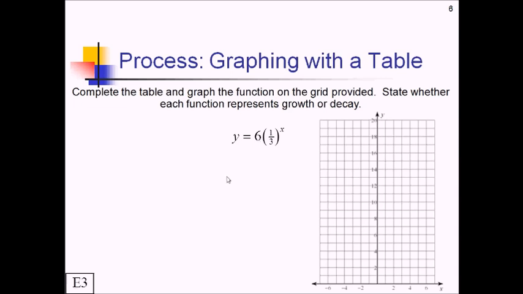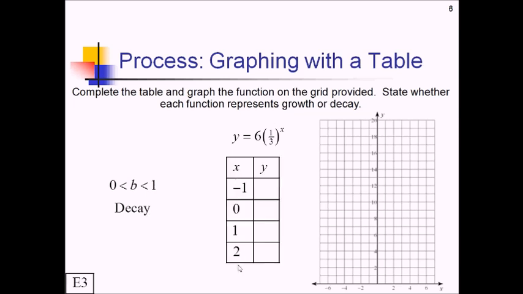All right, let's see what you came up with. Since our b value, the 1/3 here, is between 0 and 1, we know that this is going to be exponential decay. Let's make our table again with -1 through 2 for x values. So when we plug in -1, we're doing 1/3 to the -1. That's the reciprocal of 1/3, which is 3. So that's really 6 times 3, which is 18. 0 power now. 1/3 to the 0 is just 1, times 6 is 6.